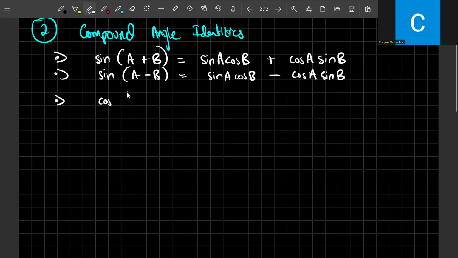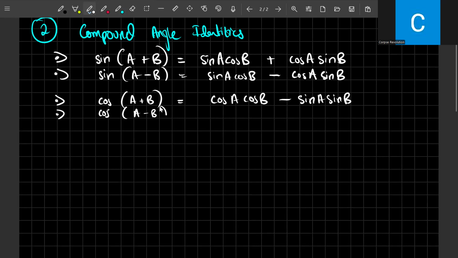Now, cos(A plus B) is equal to cos A cos B minus sine A sine B. And cos(A minus B) is the opposite, which is cos A cos B plus sine A sine B.